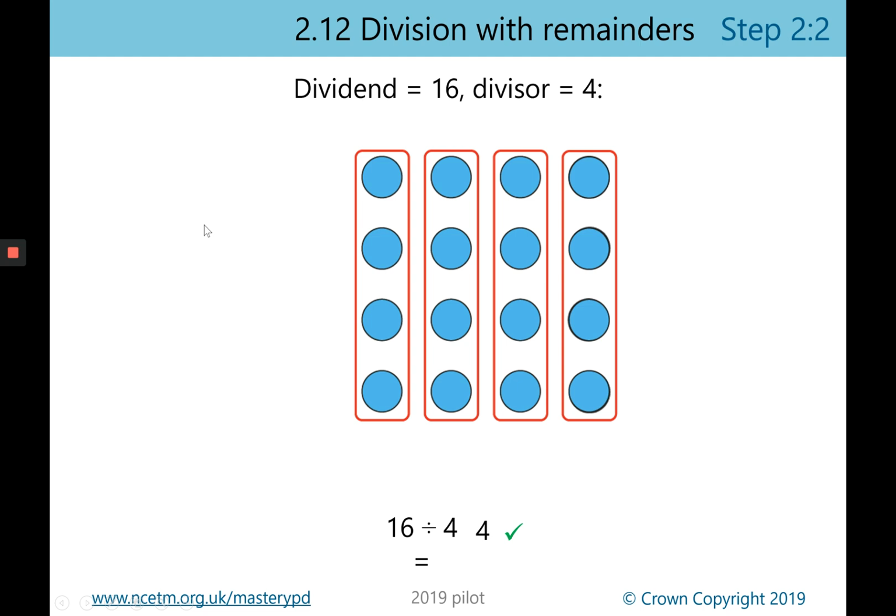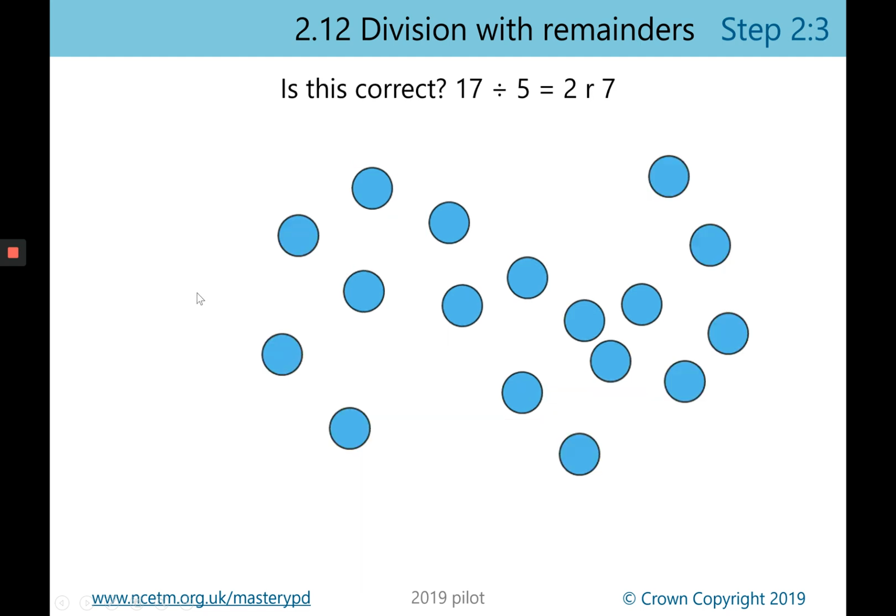So let's do one more with these counters, I think. So we now have 17 counters. And I've put up there 17 divided by 5 equals 2 remainder 7. And my question to you this morning is, is that correct? Is 17 divided by 5 2 remainder 7? And as I said, if you want to pause me and try and work that out, please do so.